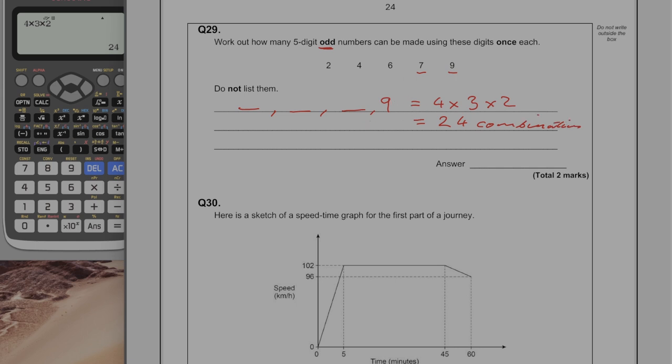If I do the exact same thing and imagine it was 7, then my choices are I can pick any 4, then any 3, then any of the other 2. So there would be 24 combinations that end in a 7. So in total, there's going to be 48 possible combinations.